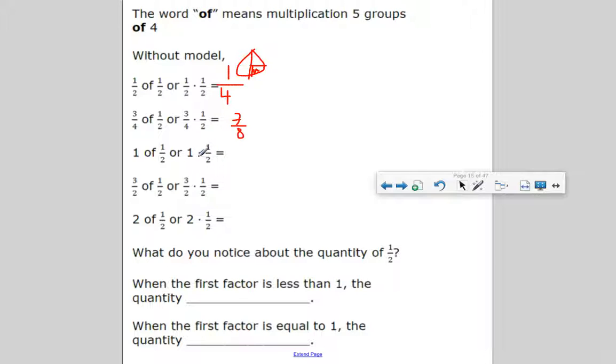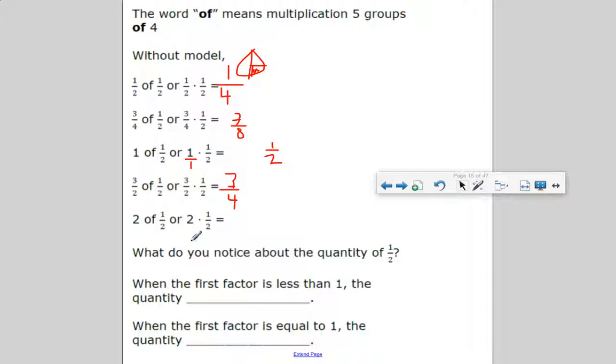What happens if you multiply by just 1? How can you rewrite this 1 in fraction form? Put a 1 underneath it. Multiply the numerators, multiply the denominators. 1 times 1/2, or 1 of 1/2, is half. What about 3/2 times 1/2? That would be 3/4. So we ended up with more than we started with. When you multiply by a number that's greater than 1, the original number increases.